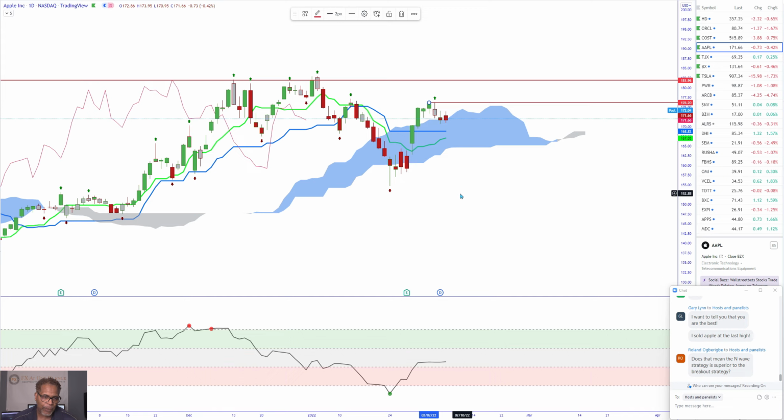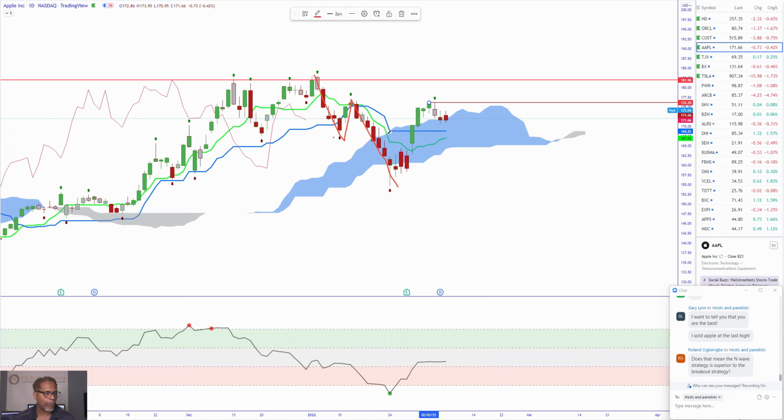Does that mean the N wave strategy is superior to the breakout strategy? So the N wave is not really a strategy, okay? It's not a strategy at all. What I'm really trading is when the market corrects itself, I'm looking for levels where it could correct. So the N wave is just the structure of the way the market moves. So when we look at it, we could say here's an N wave, see? The market moves that way.